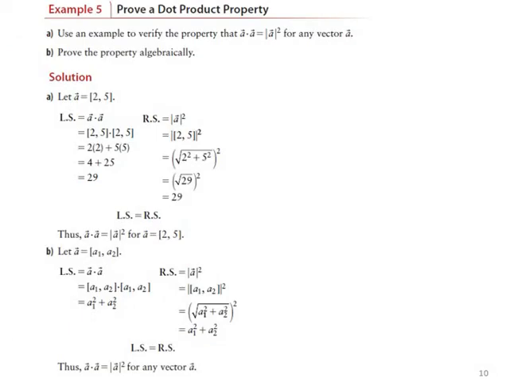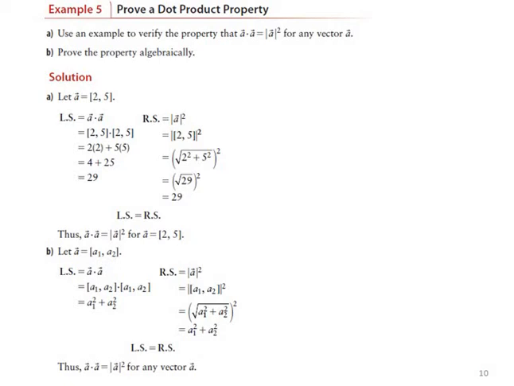Next example. Prove a dot product property. Use an example to verify the property that the dot product of a with a equals magnitude of a to the power of 2 for any vector. So we can say, for example, we have (2, 5). (2, 5) dot (2, 5) is going to be 2 times 2 plus 5 times 5. That will be 4 plus 25, which is 29. On the other hand, we have magnitude of a to the power of 2. So it's going to be square root of 2 squared plus 5 squared, to the power of 2. The power of 2 and the square root cancel out. It's going to be 29. So left hand side and right hand side are equal.